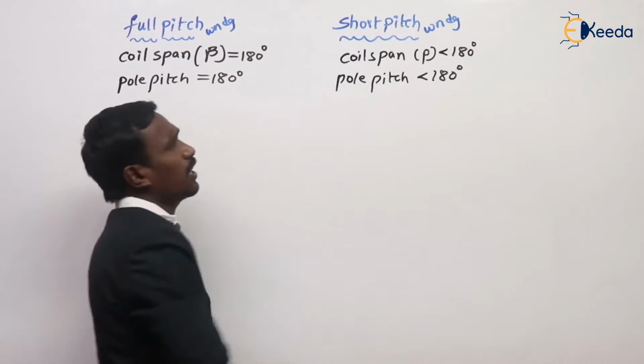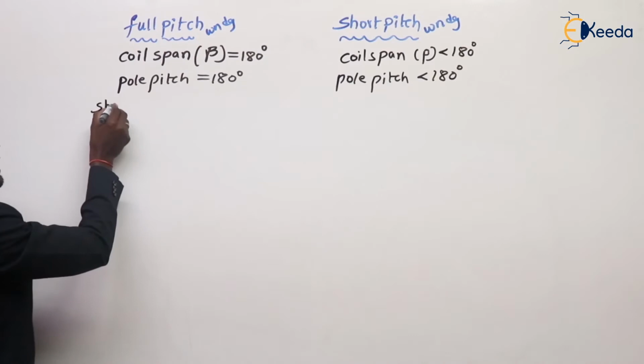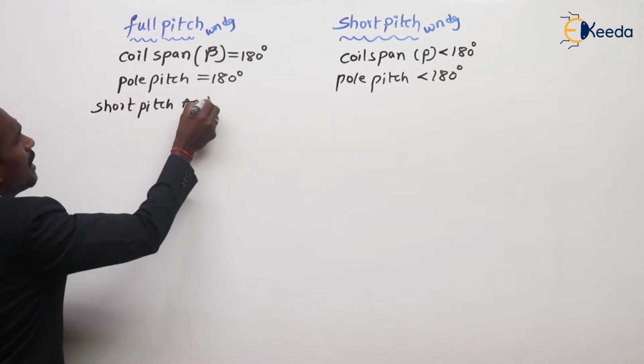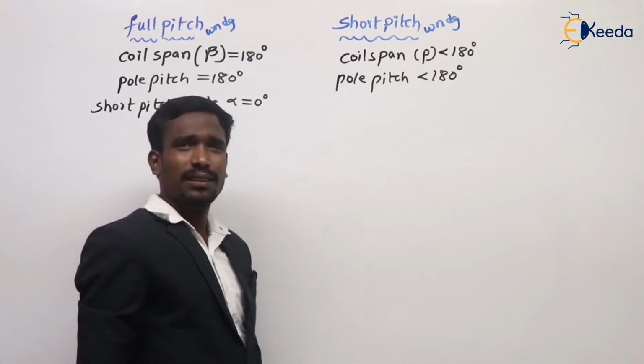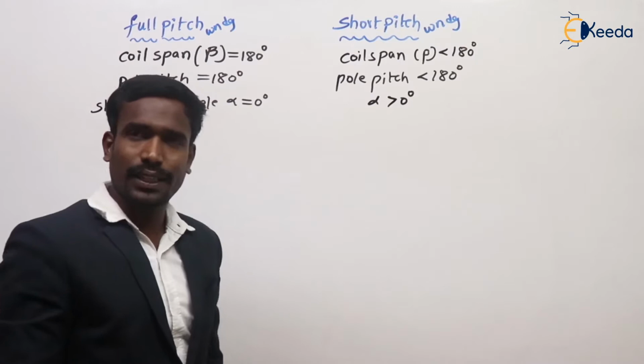In which the short pitch angle alpha is exactly equal to zero, that is called full pitch winding. If alpha is greater than zero, that is a short pitch winding. This is simply what is full pitch winding and what is short pitch winding.